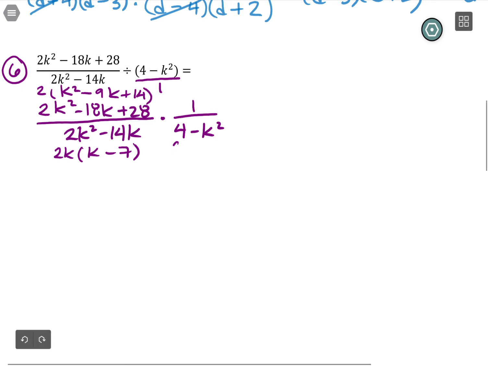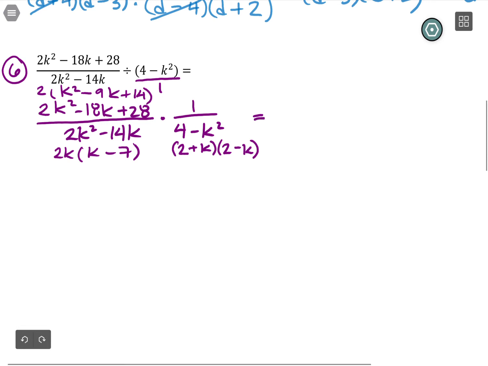I also noticed that that 4 minus k squared is a difference of squares. 2 squared minus k squared is 2 plus k, 2 minus k. And you don't even have to rearrange order to make that happen. It works out just like that.